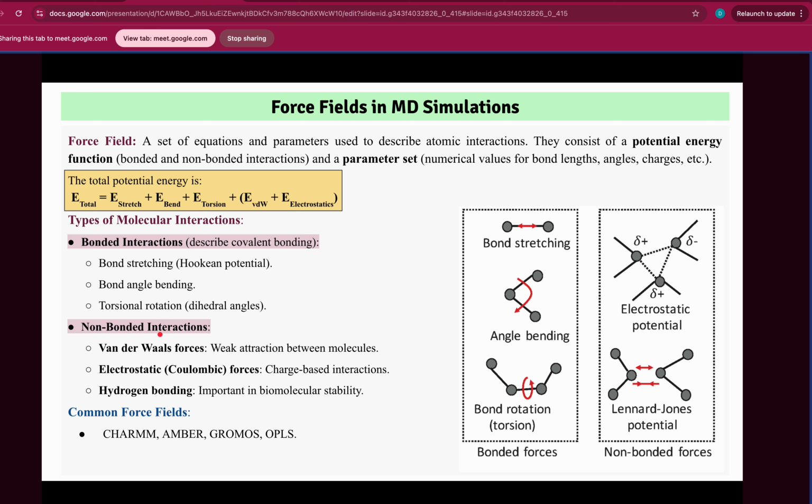Now the non-bonded interactions include van der Waals forces. So in this case, the van der Waals forces happen if there are two molecules which are not directly bonded to each other, but there is some kind of interaction which is taking place.